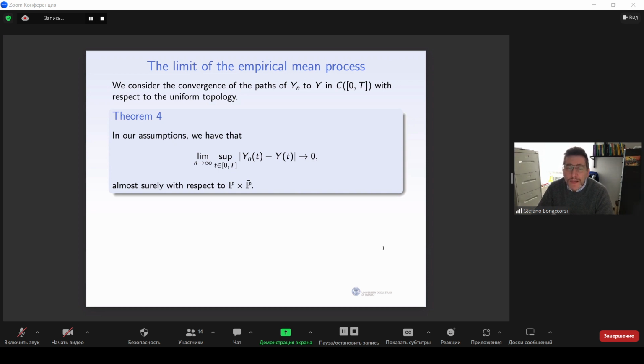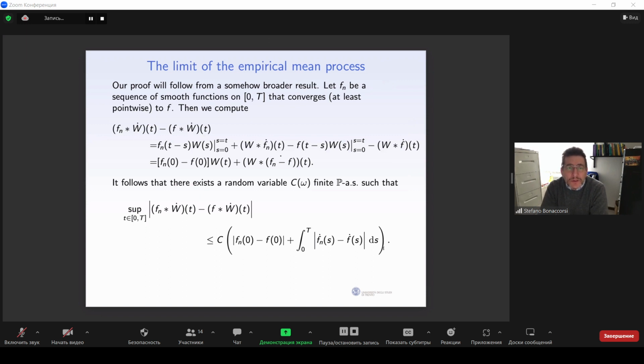Now, notice that Y_n(t) minus Y(t) is an Ornstein-Uhlenbeck process, or if you want, a Gaussian process that is the integral of a function going to 0 almost surely with respect to a linear process. So we can see that the limit is 0 also in the first probability space, so also with respect to P. And the proof of this theorem is sketched in these few lines, and it follows from a slightly more general result.